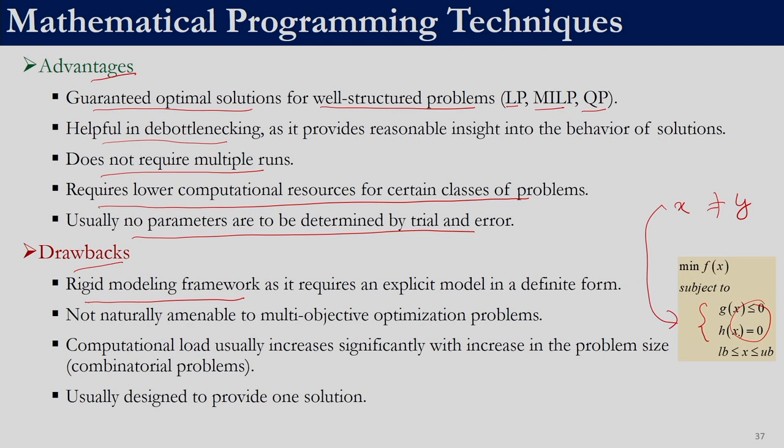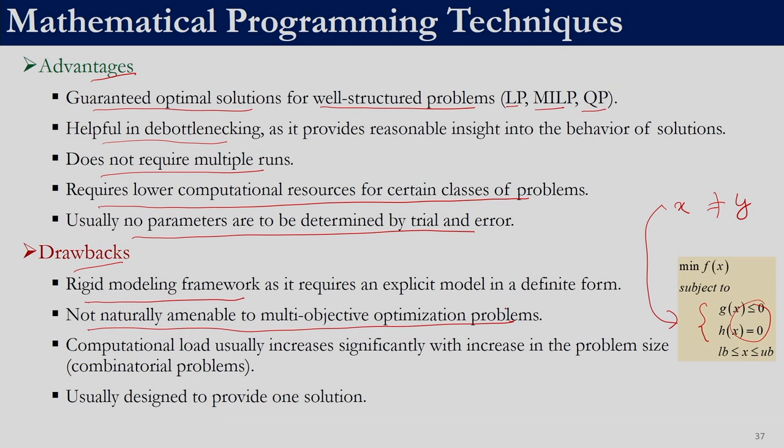Only then can mathematical programming techniques be used, right? So that is a drawback of mathematical programming techniques. They are not naturally amenable to multi-objective optimization problems. If we want to solve a multi-objective optimization problem using a mathematical programming technique, then the same problem has to be solved multiple times.